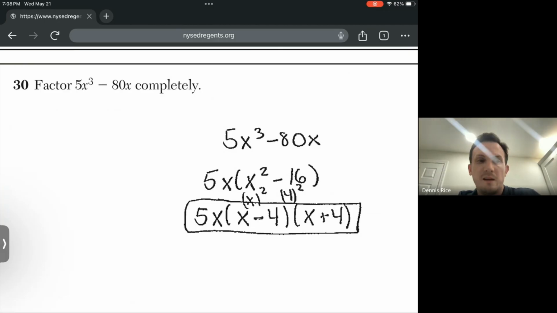Hey, I noticed 5 and 80. Okay, there's something cooking there. And x cubed and x. All right, I could pull out an x. And now all of a sudden that opens the door. Look at what's remaining.